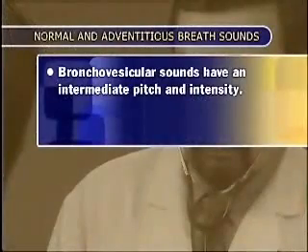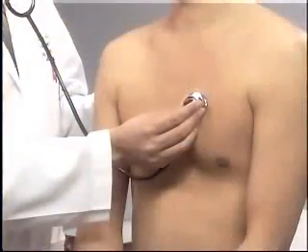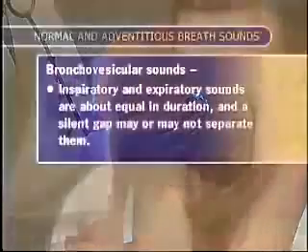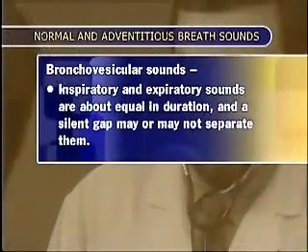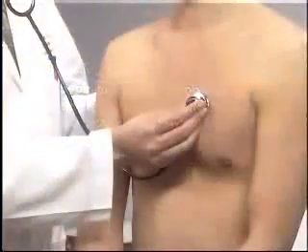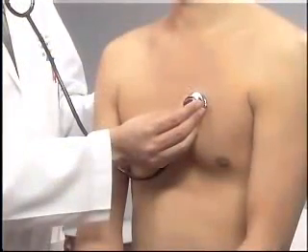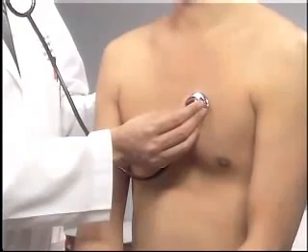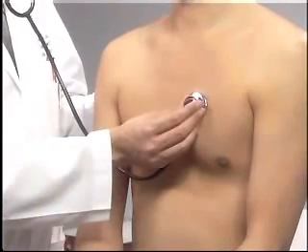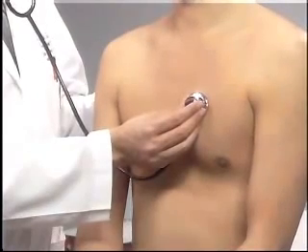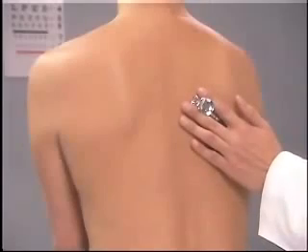Bronchovesicular sounds have an intermediate pitch and intensity. Inspiratory and expiratory sounds are about equal in duration, and a silent gap may or may not separate them. These sounds may be heard in the first and second interspaces anteriorly, and between the scapulae posteriorly.